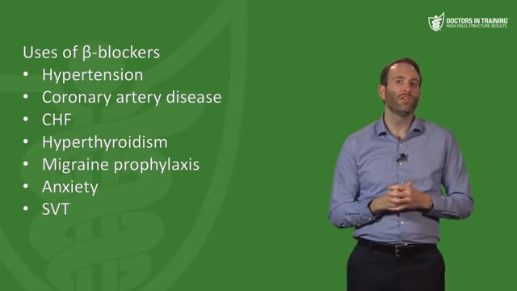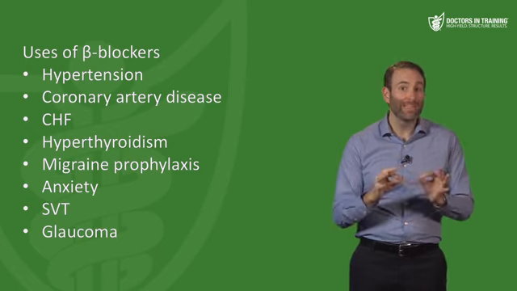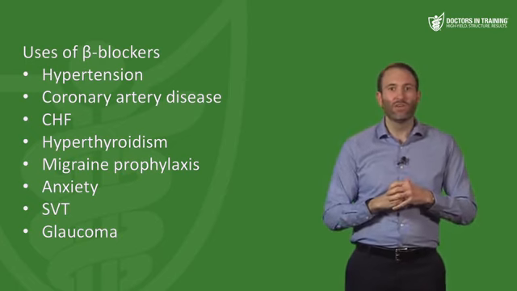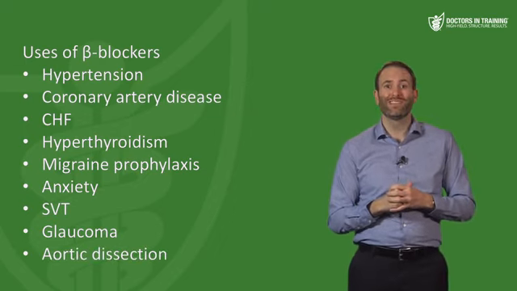Now, one not so obvious clinical usage of beta blockers is in glaucoma. Beta blockers, when used topically in the eye, things like timolol, nadolol, they can actually decrease the production of aqueous humor. Another use for beta blockers is aortic dissection.